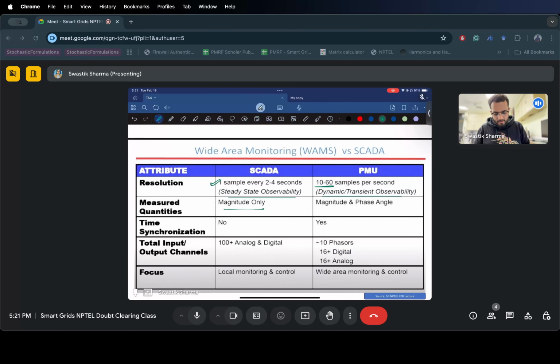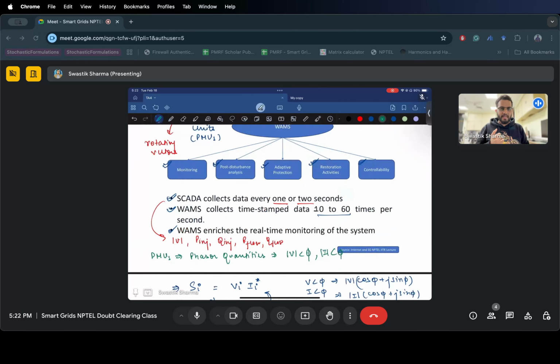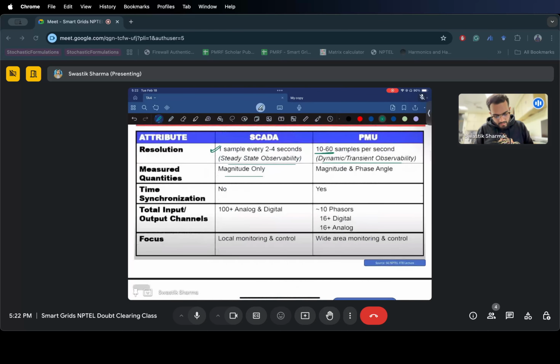With SCADA you can only measure magnitude, as I told you: the magnitude of voltage, power injection, reactive power injection, line power flow, or reactive power flow, right? But now you can measure magnitude and phase angle, because you have this phasor quantity which can have a phase angle attributed to it as well. So you can have both. And SCADA, generally newer-age RTUs, do have GPS compatibility where they can synchronize, but generally the older versions didn't have time synchronization features, while PMUs have it.